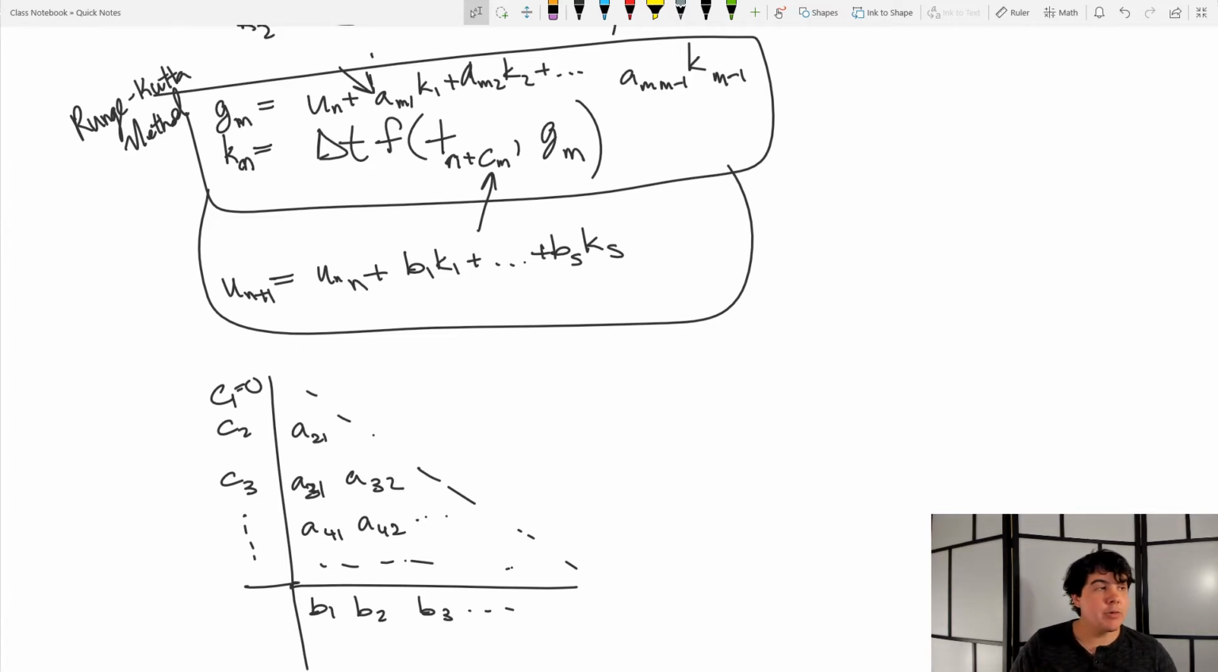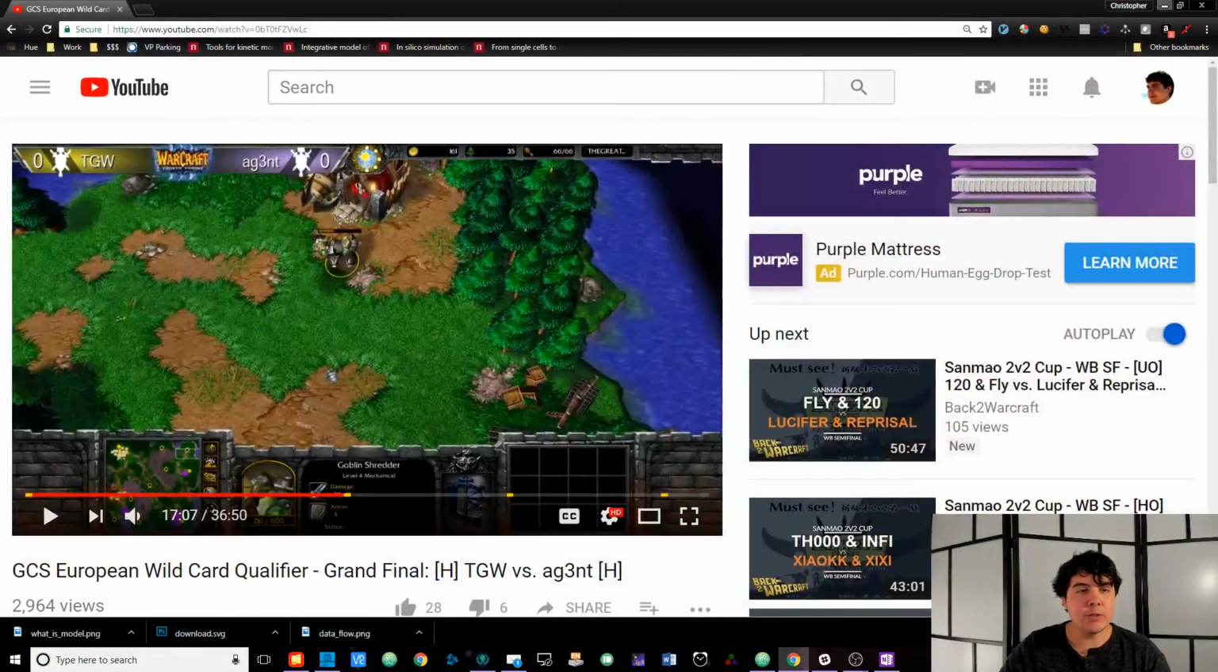Now, I did show you here that this was a lower triangular matrix. When it's lower triangular, you get an explicit Runge-Kutta method. When you have this be a full matrix, then your value for k can have g's which depend on values of k in the future. So you get an implicit equation in what your f is, and that is called an implicit Runge-Kutta method. But either way, it actually follows the same formula or the same style, and so it doesn't really matter which one you choose. So I want to just point out a very famous Runge-Kutta method.